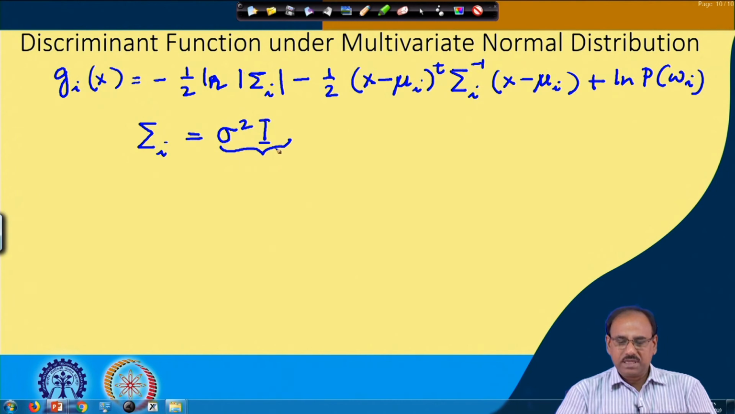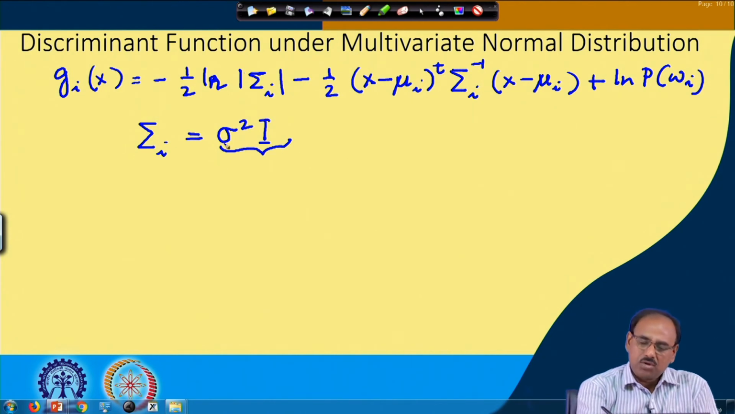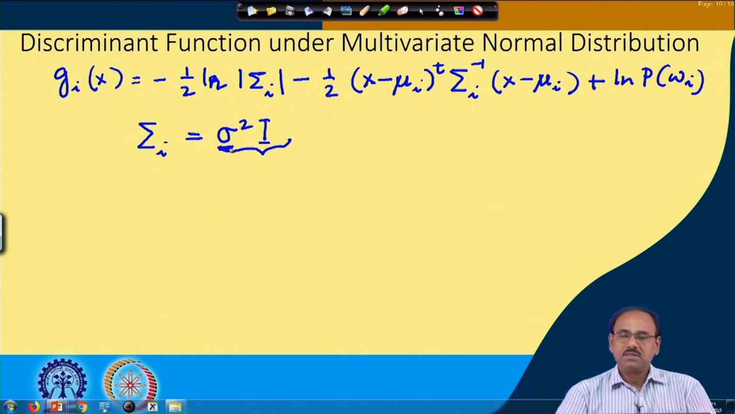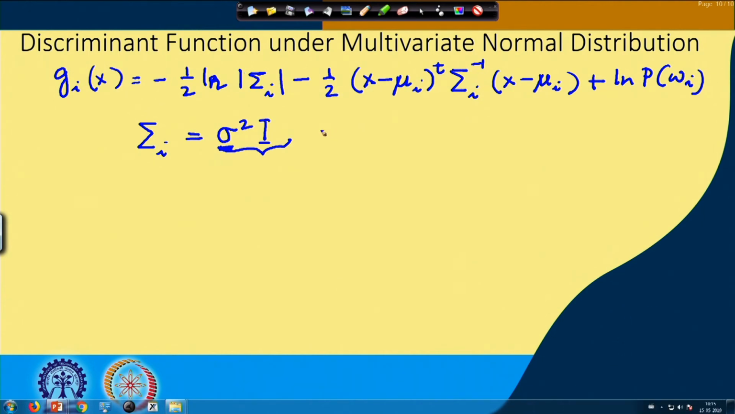That means, for every omega I, the covariance matrix sigma I is of the form sigma square I. So, the sigma square is again the same for all the features across the classes. So, that is one of the simplified assumptions that I can make.